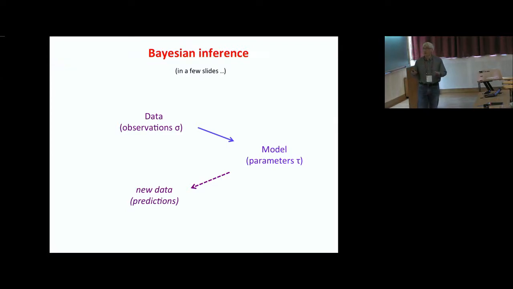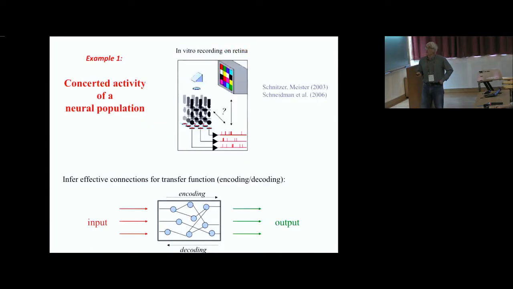So the objectives are multiple, and I would like to show you just three examples which are related to what I'm going to tell you in the last lecture on Thursday. So one example is the analysis of the activity of a neural population. Here I'm just showing some pictures which were extracted from some papers by Markus Meister and Shenman and collaborators. So here you have a retina. Suppose you consider the retina. Usually people do experiments with the retina of salamander, for instance, which is nice to work with.